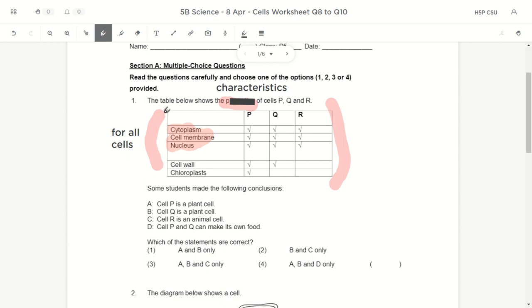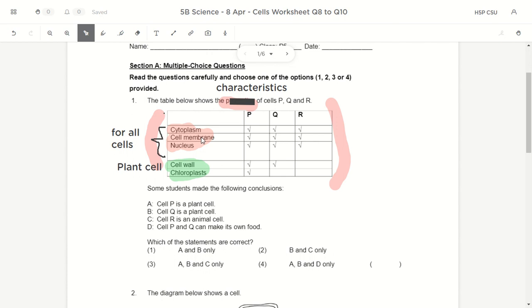Maybe I will draw a line here to represent this. So cytoplasm, cell membrane, nucleus is for all cells, nothing new. Apart from this, you have two other parts which I will highlight in green, because there's a reason: it's green. These two are for plant cells only. Let's write it down. Okay, get my text box, and these are for plant cells.